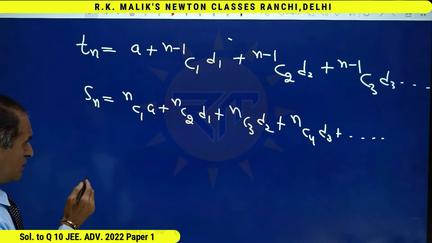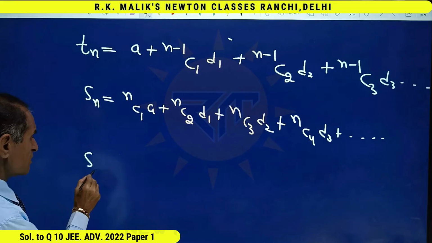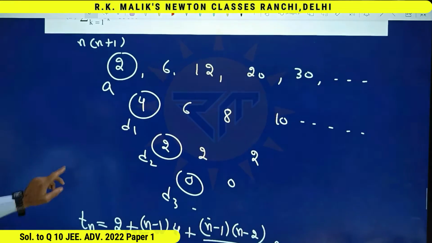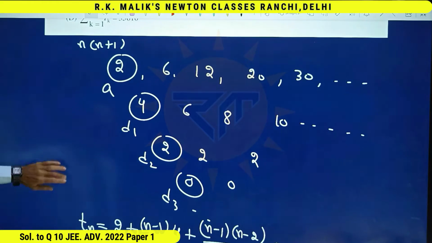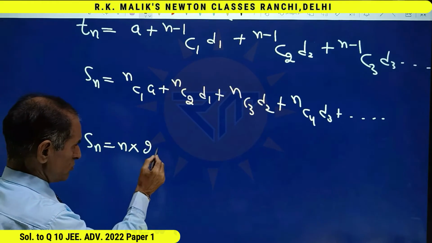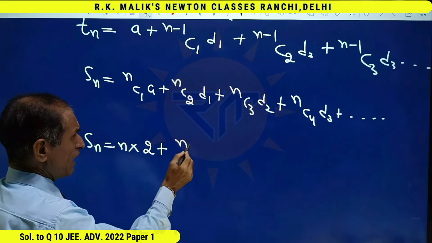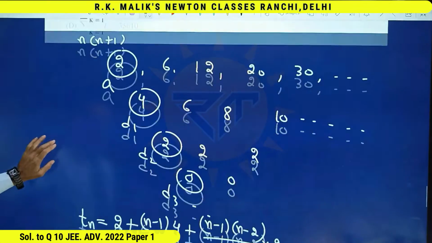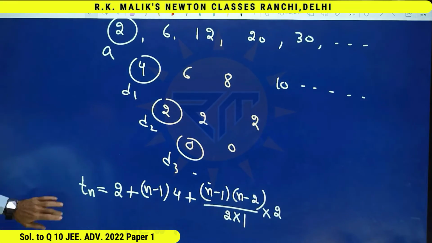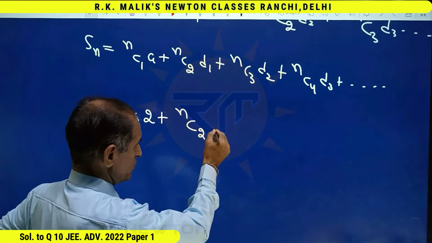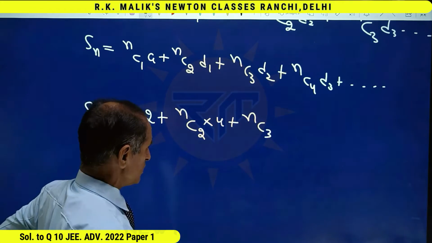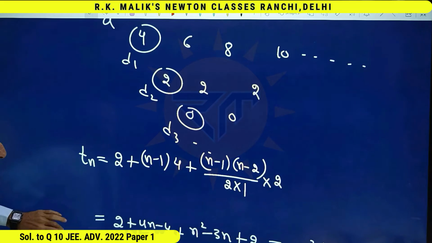In the present question, the sum of n terms will be n into A. A is clearly 2. Plus nC2 into D1. D1 is clearly 4. Plus nC3 into D2. D2 is clearly 2.